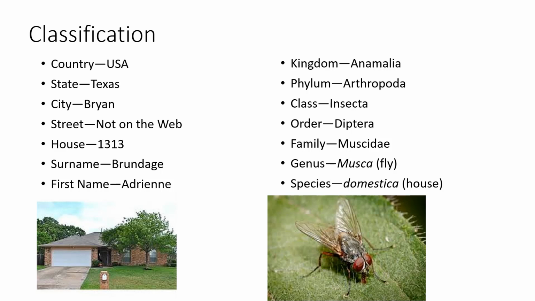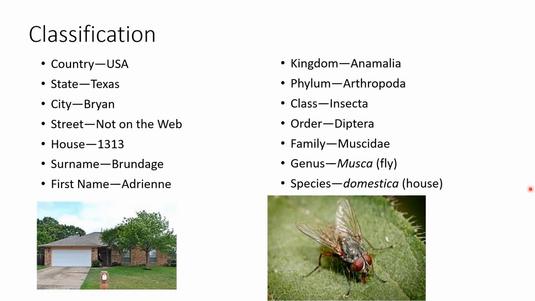So we have to give them the exact number of the house on that street, in that city, in that state, in that country. So my personal house, let's say I'm living at 1313 Not on the Web Street in Bryan, Texas, United States. Okay, so even in my one house, though, there are several people living here. Okay, so let's say we want to get specifically to me.